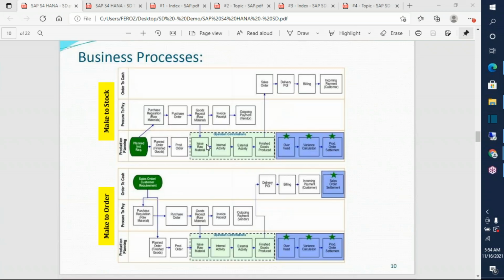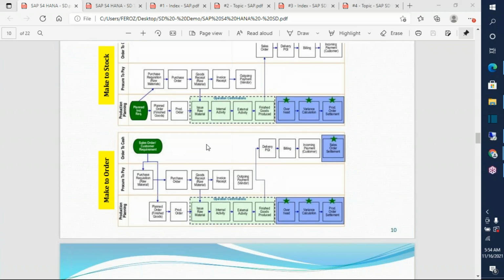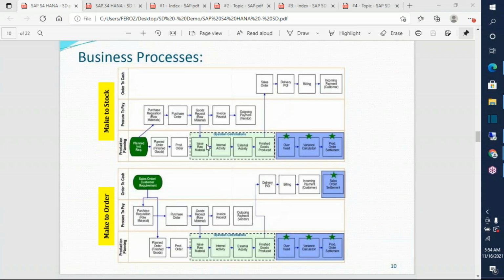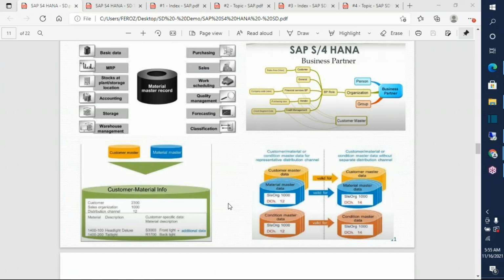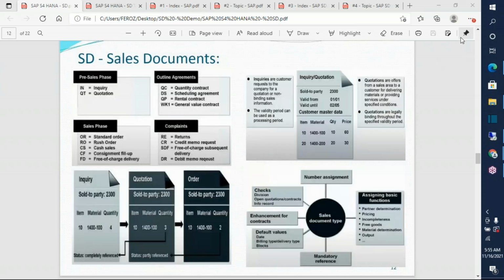This is also a part of our syllabus, and here we will be discussing and taking into consideration different scenarios like make to order, make to stock. Okay. And so master data we discussed. So talking about designing sales documents, right?